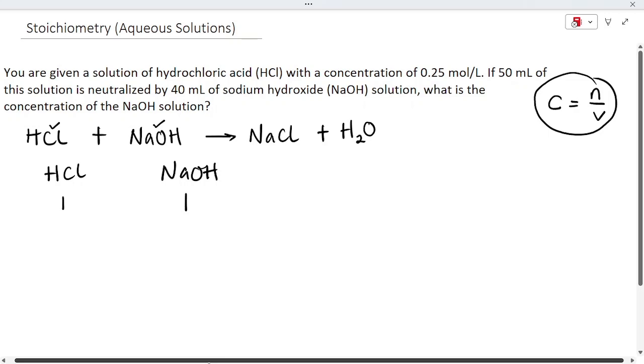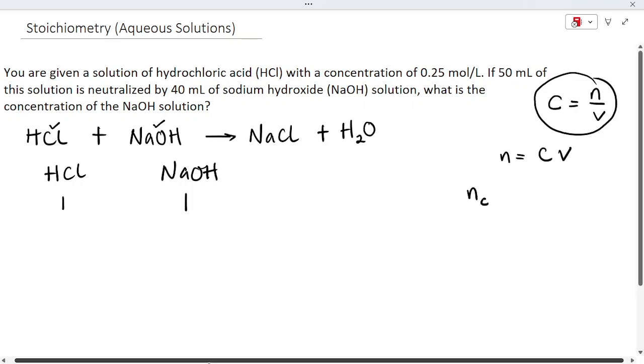Then the next thing is, how many moles of HCl are we given according to the question? Well, we are not given, but we are given the concentration and the volume. If you read the question, the concentration of HCl is 0.25 moles per liter. And then they said, if 50 milliliters of this solution, which solution are they referring to? That is the HCl. That simply means that this is the volume of HCl, 50 milliliters, and this is the concentration of HCl. So we already know from concentration equals number of moles over volume, to get the number of moles equals concentration times volume.